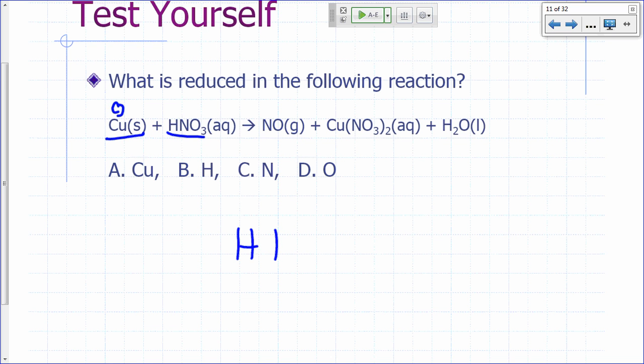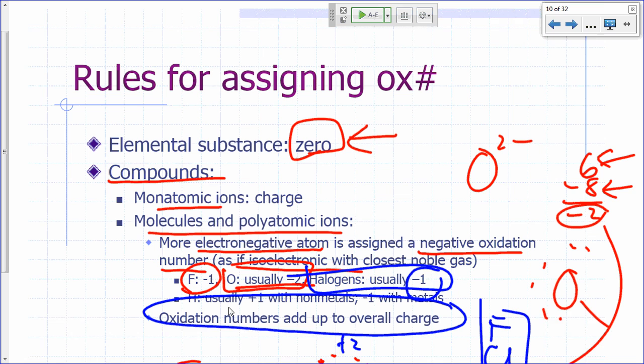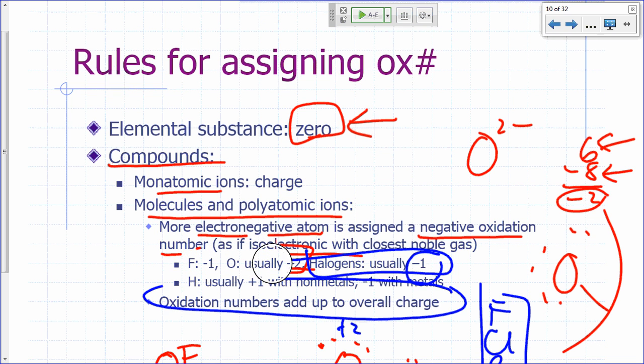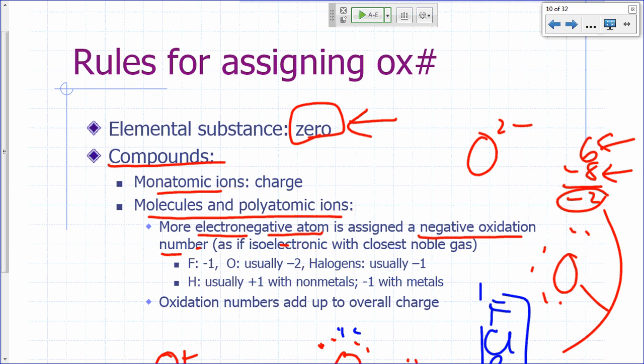How about HNO3? Oxygen is usually what? -2, right? So -2 times 3, that's -6. Oh, I forgot something about hydrogen. Hydrogen is usually +1 if it's among nonmetals, if it's sharing electrons with nonmetals. You'll notice hydrogen is one of the least electronegative among the nonmetals, okay?